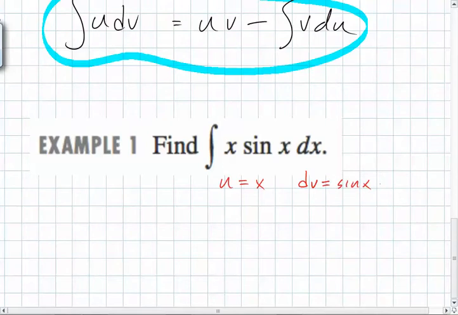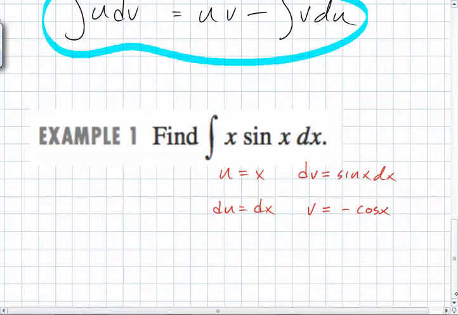So sin x dx, thank you. What is du going to be equal to? dx. And what is v going to be equal to? Negative cosine x. So now can we write it properly? Sure. This is going to equal the integral, as our problem was before. It should theoretically now be solved.